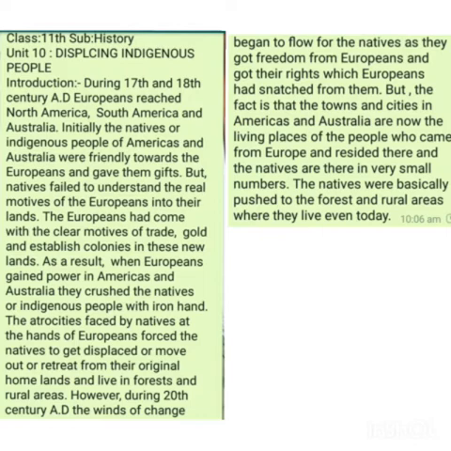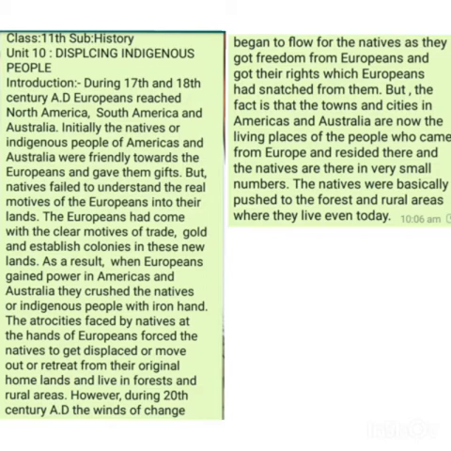However, we understand that during the 20th century AD, the rule of the Europeans slowly and steadily began to end over the natives, over the countries of North America, South America, and Australia. As a result, winds of change began to blow. The Europeans began to leave the lands of North America, South America, and Australia.